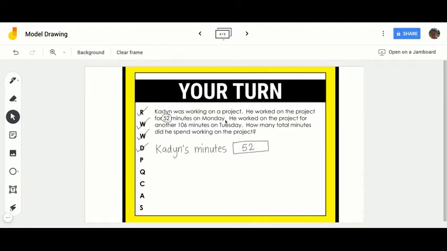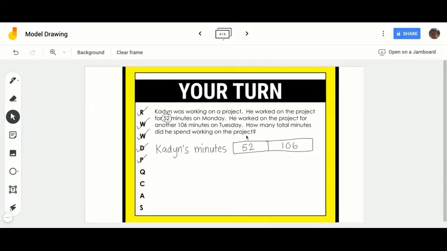Let's keep reading. He worked on the project for another 106 minutes on Tuesday. Ooh, so I need to add even more to Caden's unit bar, don't I? So I'm going to add another big one. And this one is 106. So I'm going to put that in that unit bar. Oh, now I see I'm up to my sentence with the question mark. So that means we can check off our P.